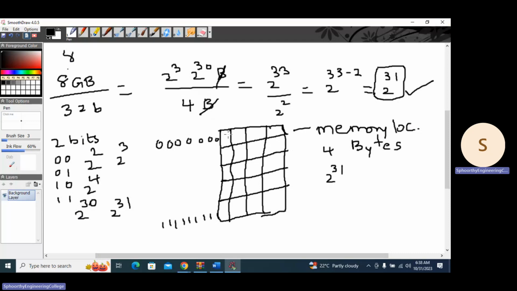But in that first memory location, which byte do I want? Either the first byte or second byte or third byte or fourth byte. Means for every byte, again, there should be a unique address. Yes or no? Again, I need a separate address for every byte, because 31 zeros is incomplete now.